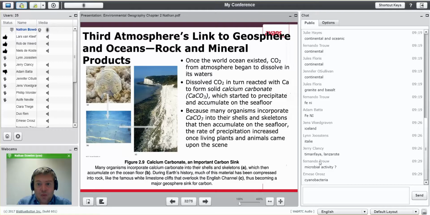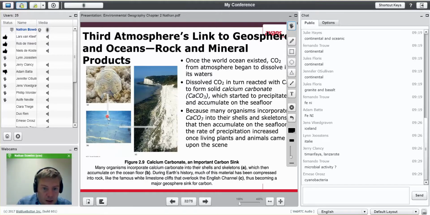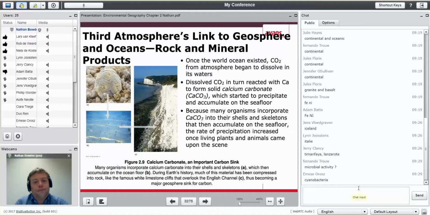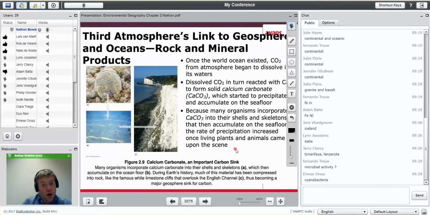Dissolved CO2 in turn reacts with calcium to form calcium carbonate, which starts to precipitate and accumulate on the seafloor. Here you can see calcium carbonate on the seafloor. And because many organisms incorporate calcium carbonate into their shells and skeletons, they also accumulate on the seafloor. The rate of precipitation increases once living plants and animals came upon the scene. So first the rain caused the CO2 to go into the water, then organisms used the CO2 along with the calcium to form calcium carbonate.